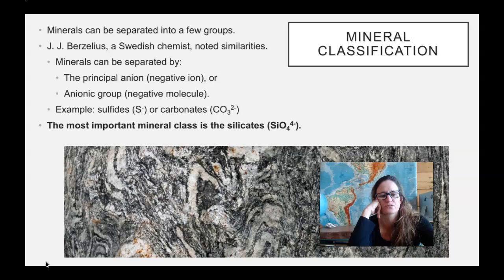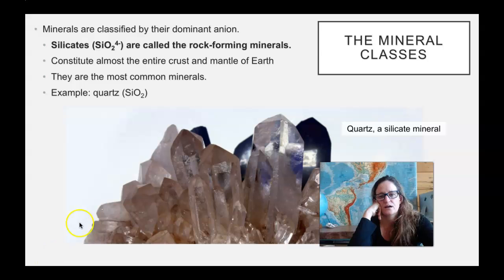So let's look at the smaller groups first. Then we'll go back to that important group, the silicates. Nope, we're going to start with silicates.